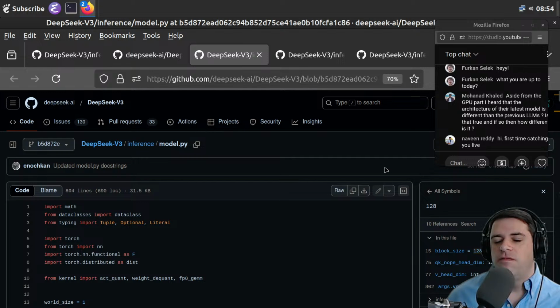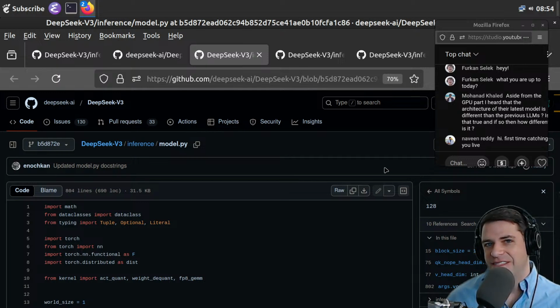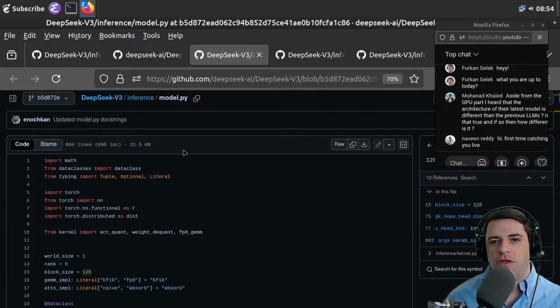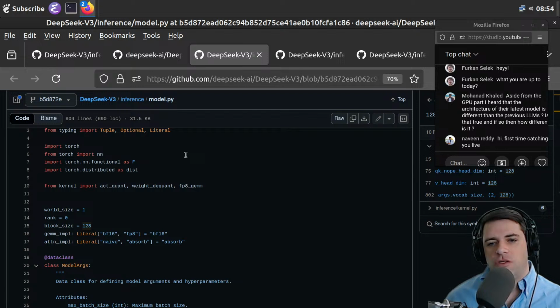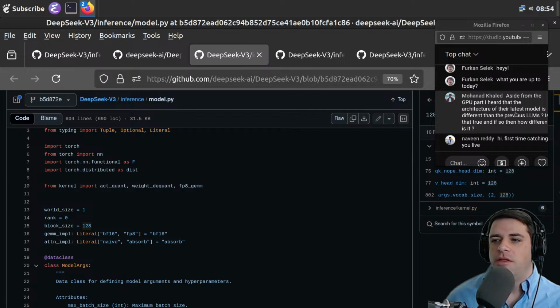I read the V1 paper a little bit. I barely glanced at the V2 paper, and I haven't really looked at the V3 paper. So we're going to be doing this for, I think, tomorrow and Friday. And I'll know more about V2 and V3 on those days. And I don't know how the architecture is different.